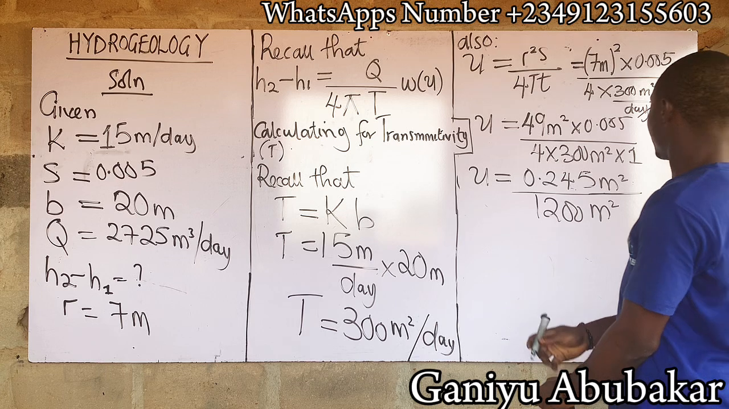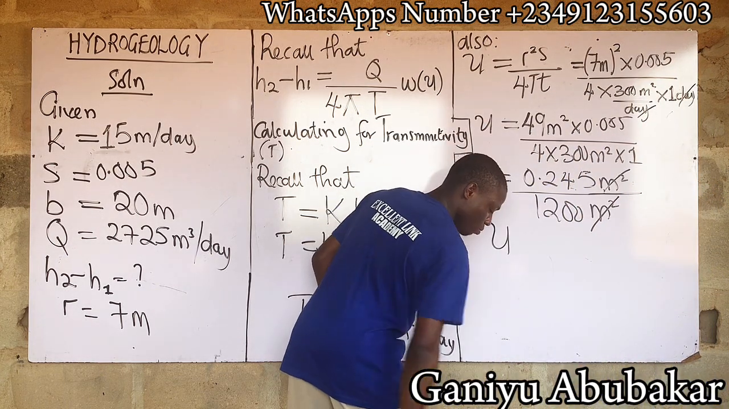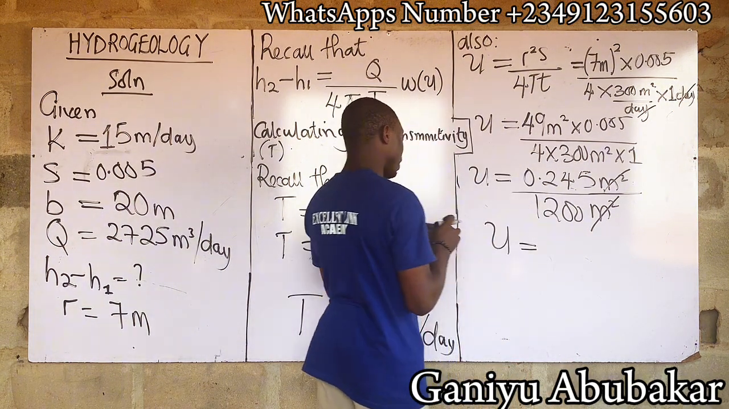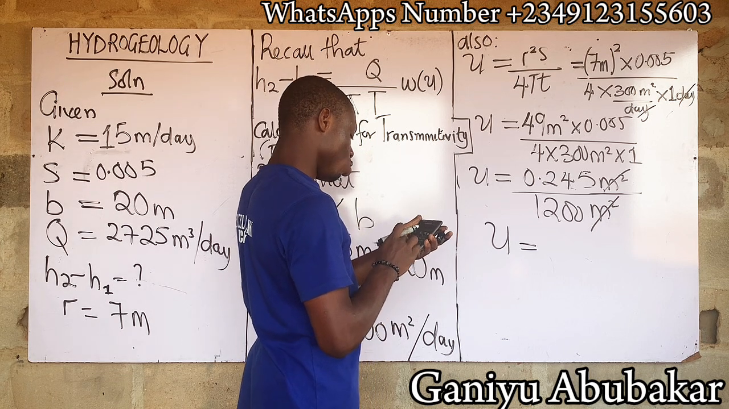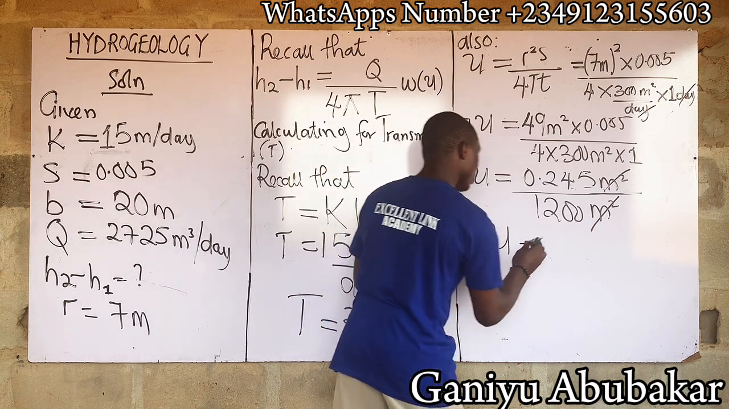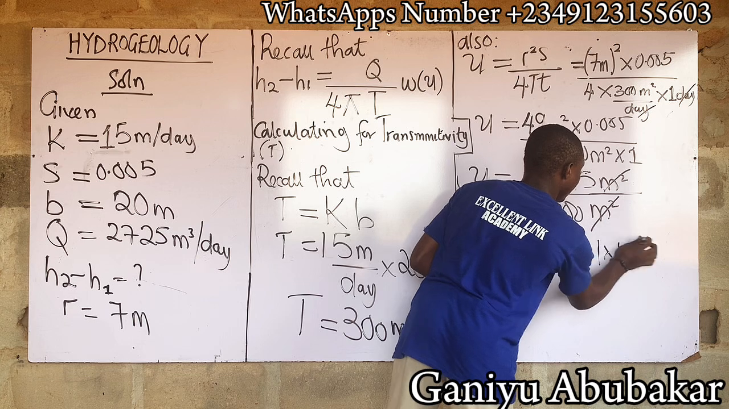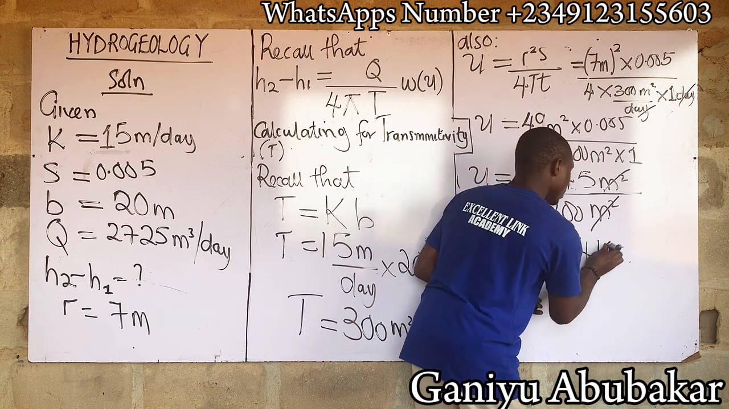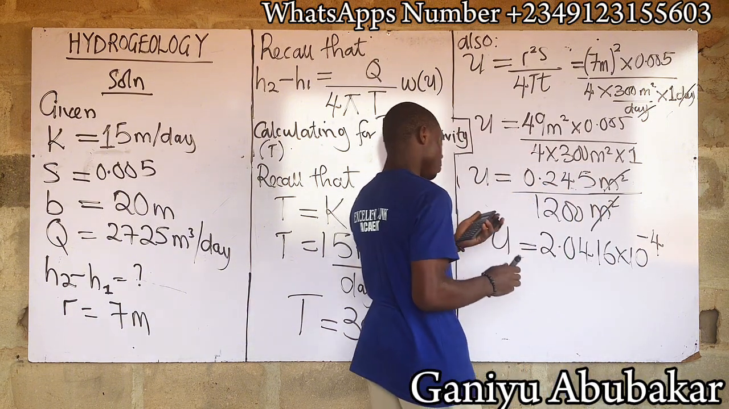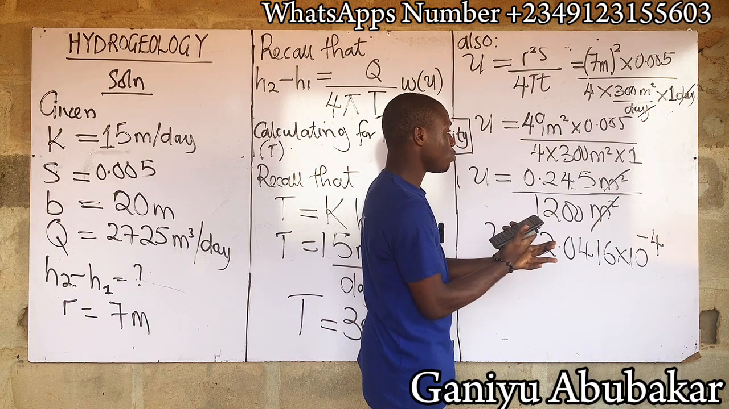What do you observe here? This will cancel this, right? So U will be equal in value to, divide it to, what do I get? 0.245 divided by this one. I have 2.0416 times 10 to the power minus 4. I have this. Of course, the meters have canceled out.